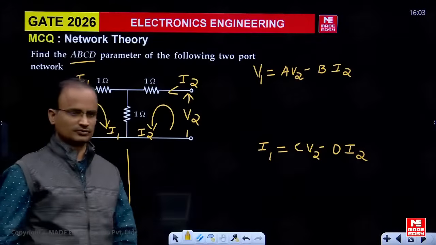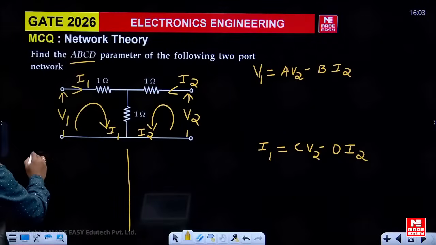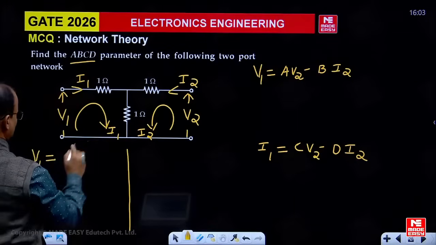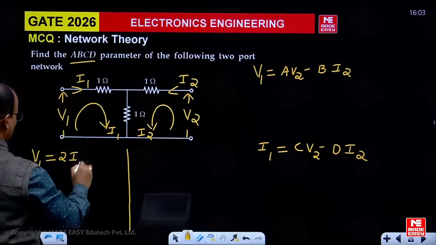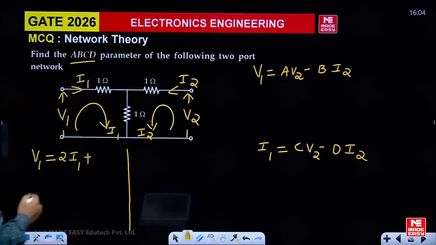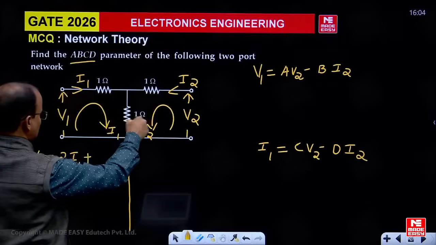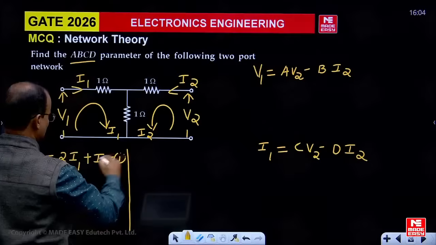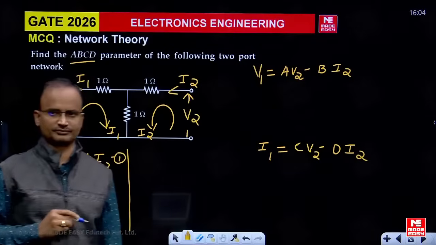Now first let us come to loop 1. Corresponding to loop 1, what is the input voltage? V1. That I1 circulates in the 1 and the 1. What is the total resistance? It is 2I1 plus the 1 ohm resistance, where I1 is downwards, I2 also downwards. Both are in the same direction. For this one, give the name equation 1.